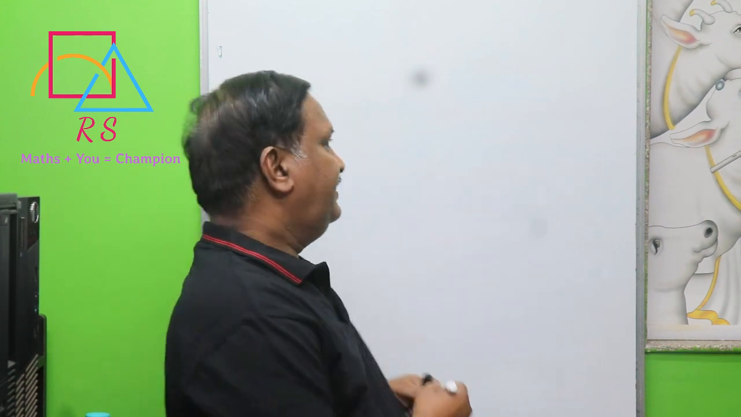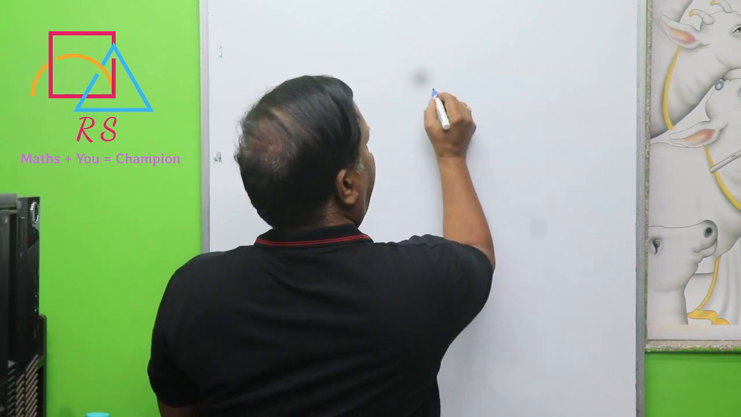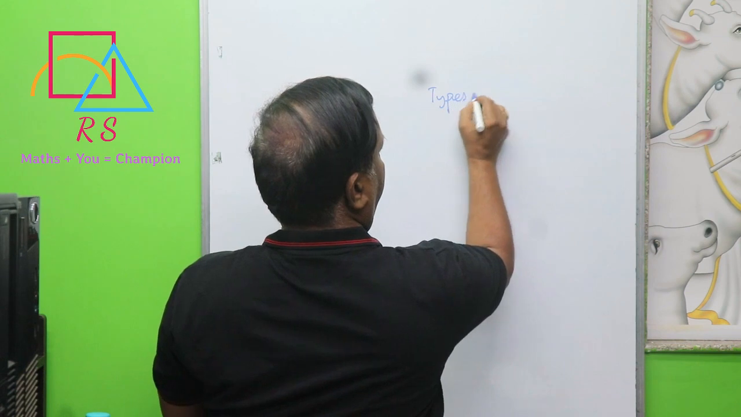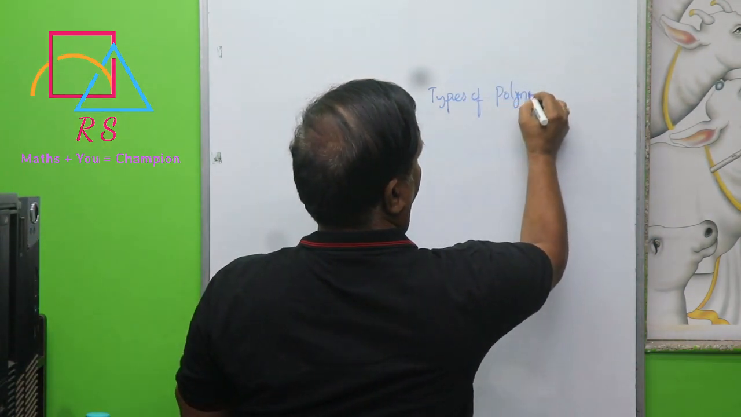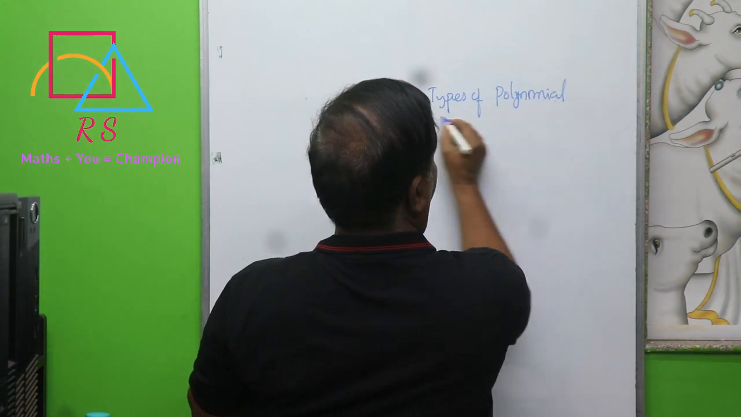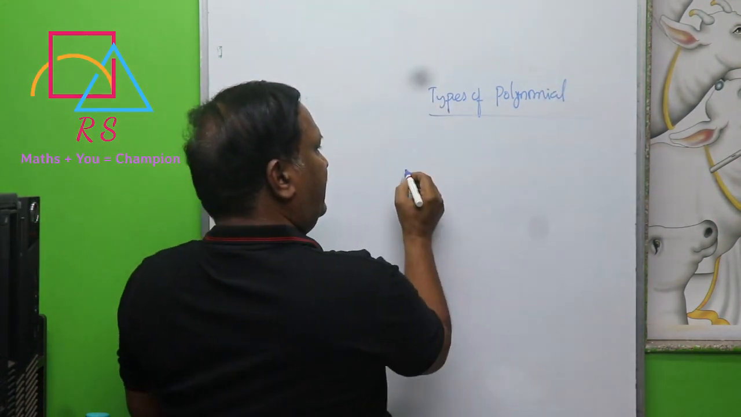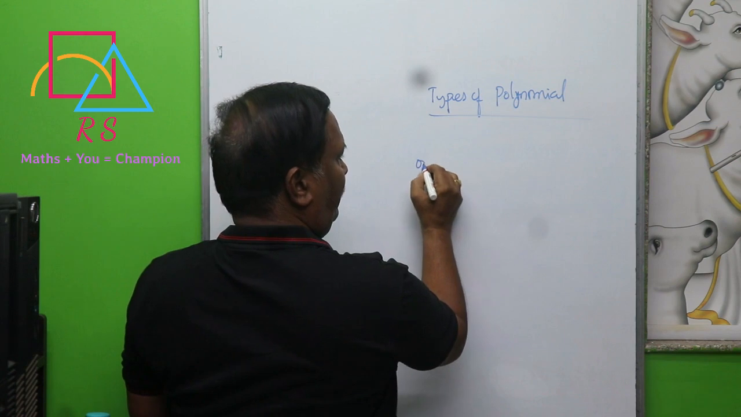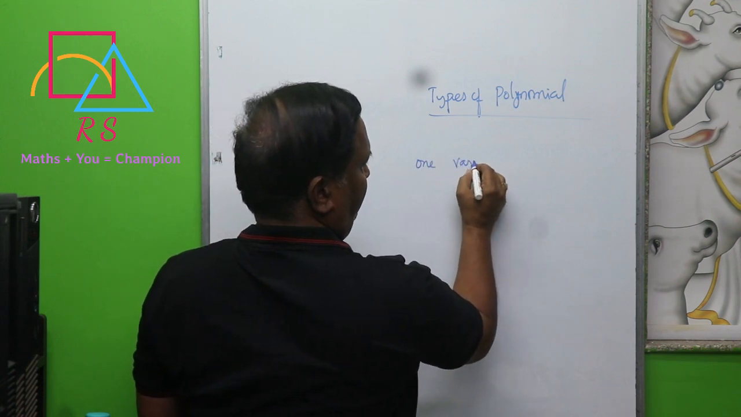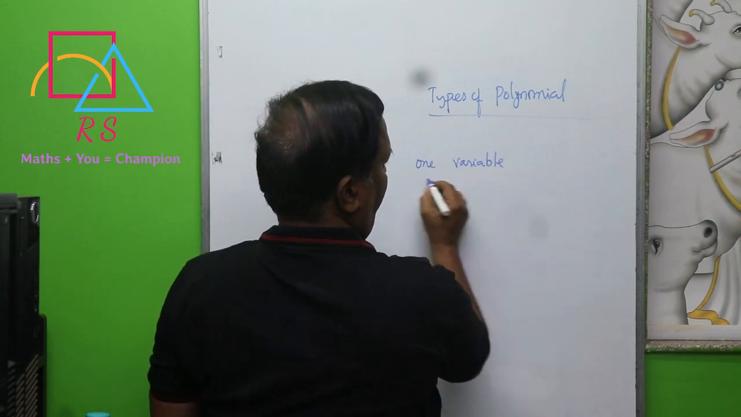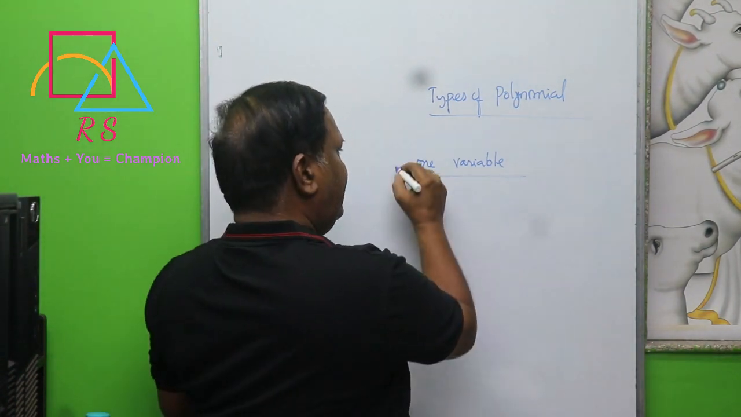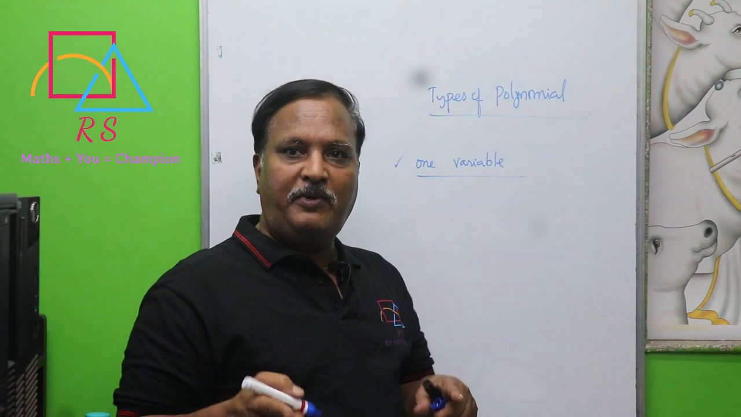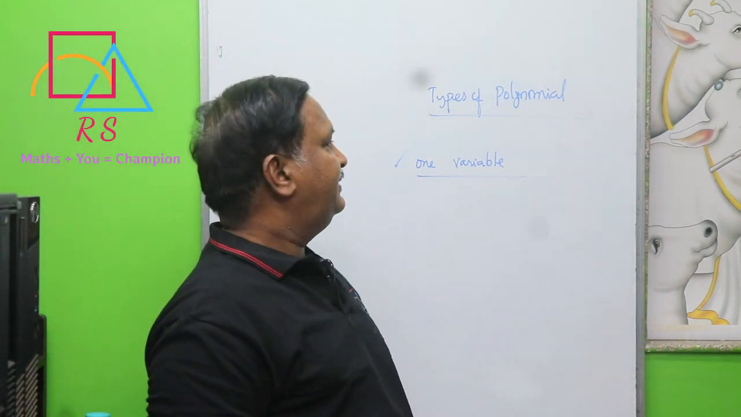Understand the types of polynomials. So, types of polynomials. Suppose a polynomial has only one variable, so the polynomial is in one variable. I am talking about polynomials with only one variable.